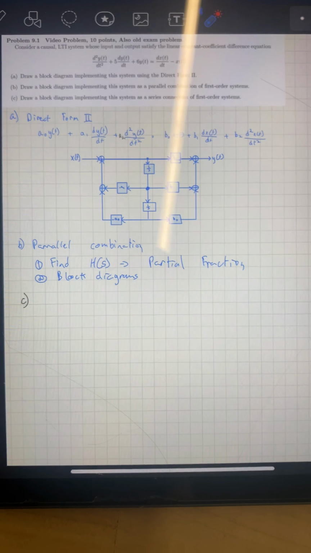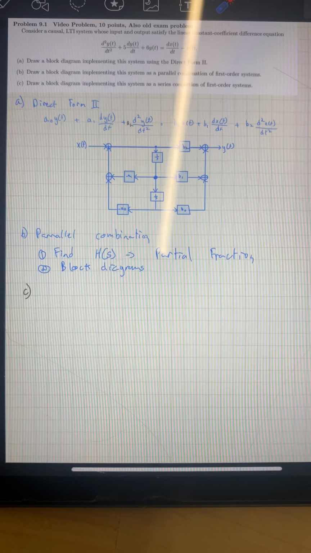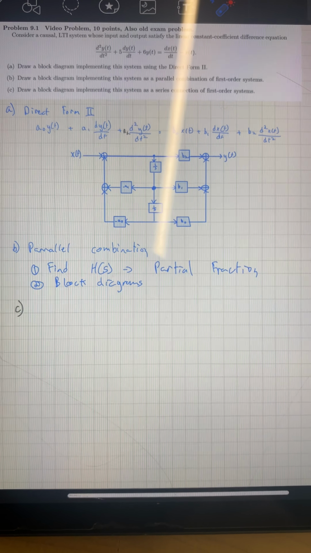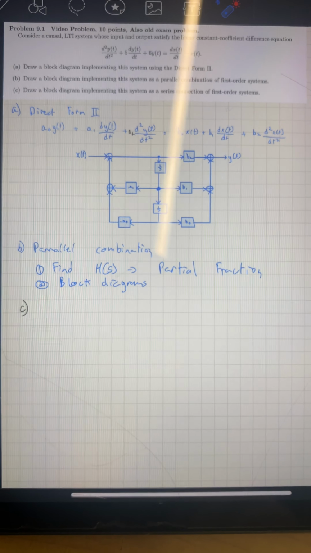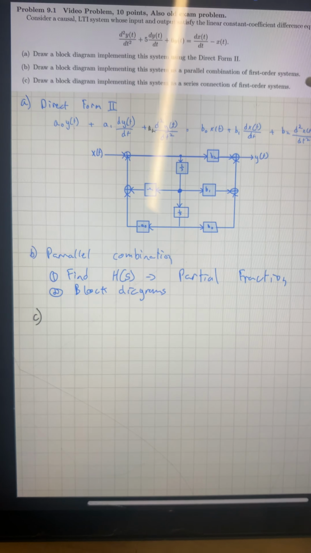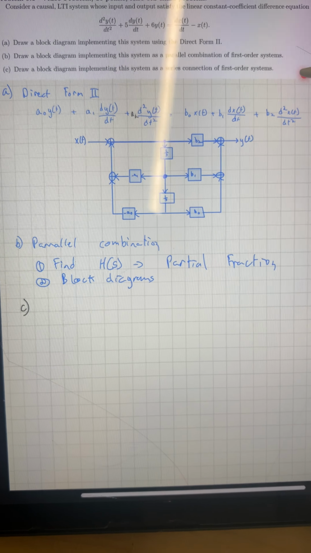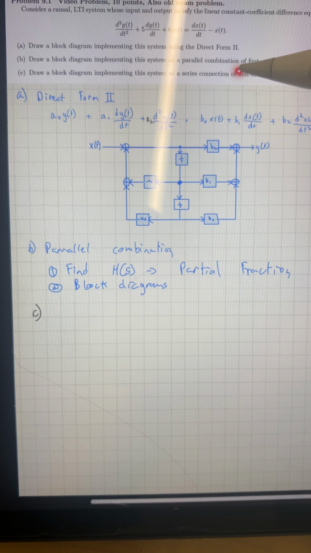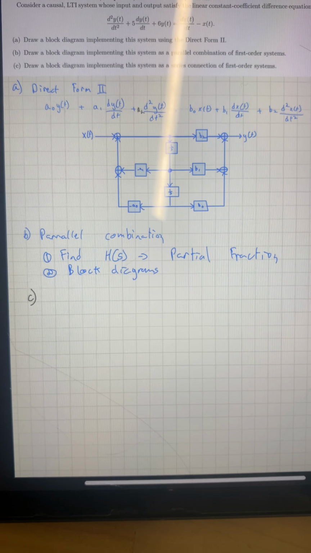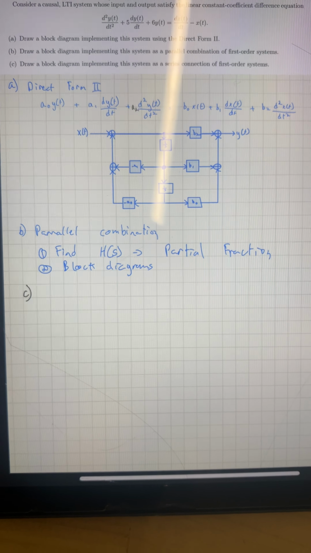Hi everyone, welcome back to another continuous time linear problem, and today we're going to be solving problem set 9.1, where our goal is to use this constant coefficient difference equation to create block diagrams. For our first block diagram, we are going to be using the direct form 2. For our second block diagram, we're going to create a parallel combination of first order systems. And for our third block diagram, our goal is to create a series connection with first order systems.